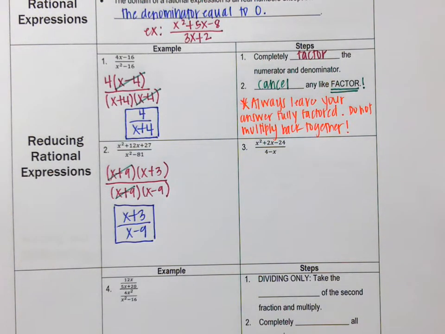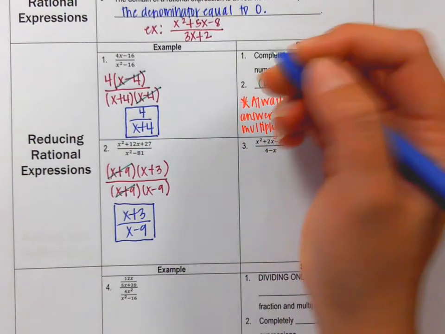Okay, so let's look at 3. We have x squared plus 2x minus 24 over 4 minus x. Now, before I let you guys try this one on your own, I want you guys to look at the bottom. The bottom is written a little different, right? We have 4 minus x, where we typically have the variable first and the number second. So let's actually rewrite that to help us.